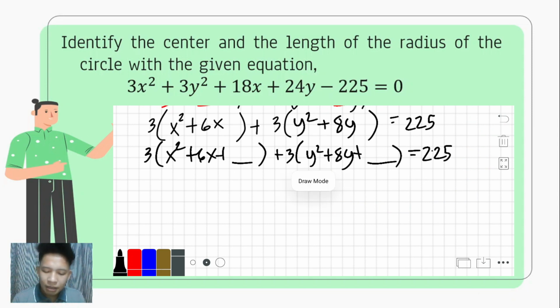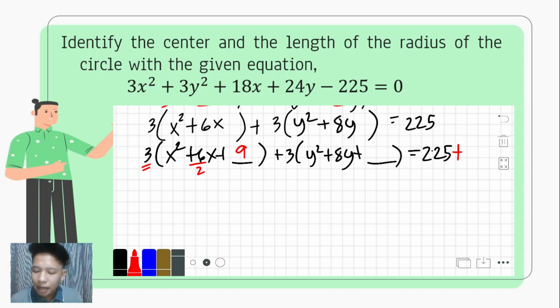So we have 6, or positive 6, divided by 2, that is positive 3. Positive 3 squared, that would be positive 9. So that is what we add here. But what do we add on the other side of the equation? Is it 9? Remember that you factored out 3 here. Before you add on the other side of the equation, you first multiply 3 by whatever you added here. So that would be 3 times 9, that is 27. So you are to add 27 here.